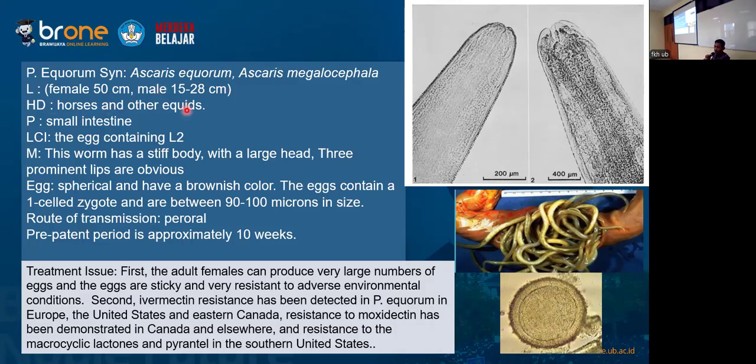The female is bigger than the male, and the definitive host is the horse and also equids like the donkey. For the predilection or the site of this worm, it is the small intestine. And I have told you that you should take note that the infective stage is the second stage larvae. This worm has a stiff body with a large head. Prominent lips are obvious like this one. One, two, three. Okay, and the pre-patent period is approximately 10 weeks.